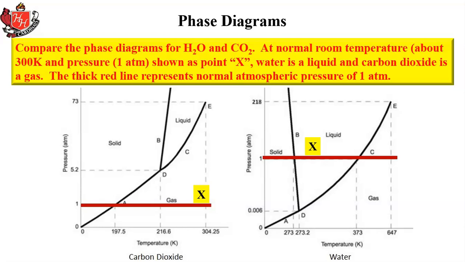So water is liquid and carbon dioxide is a gas where you see the X's. On the left-hand phase diagram, the X is way over in the gas area. And that's because carbon dioxide at room temperature is a gas. We know that because we breathe it out every time we exhale. And the water on the right-hand phase diagram, you can see is in the liquid range. It's in between the two dark lines and it's in the liquid range. So at room temperature, water is a liquid.